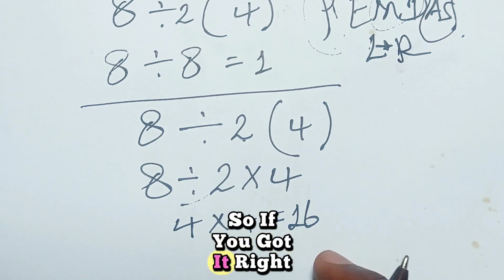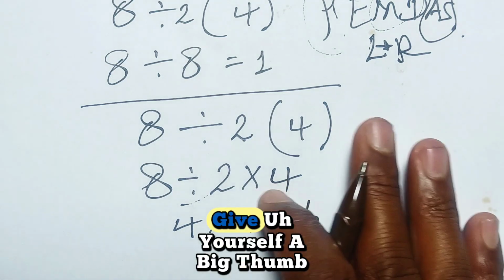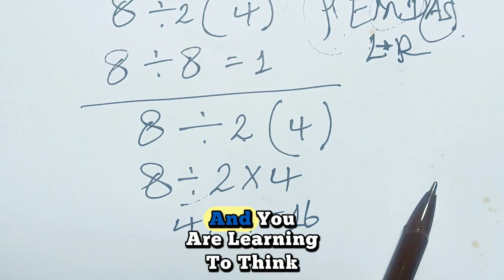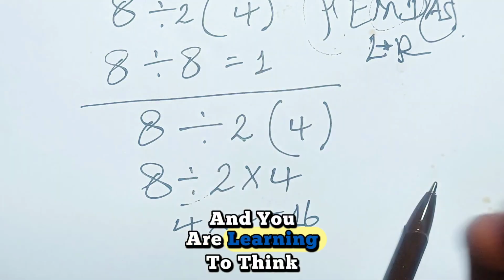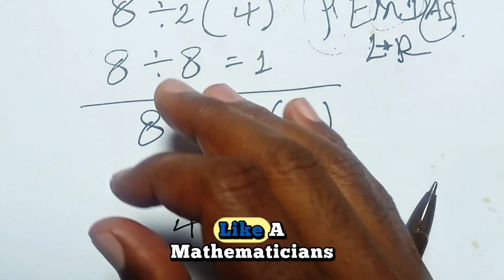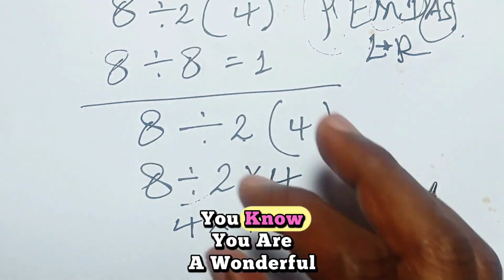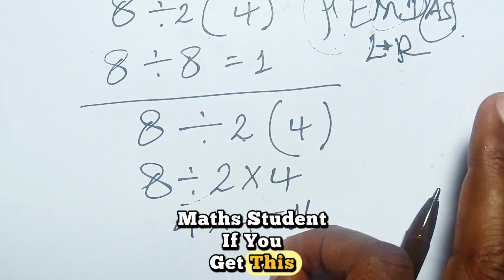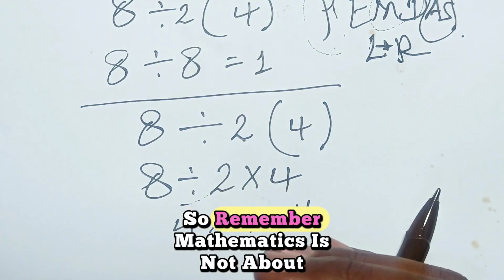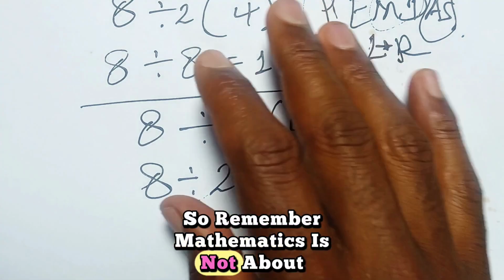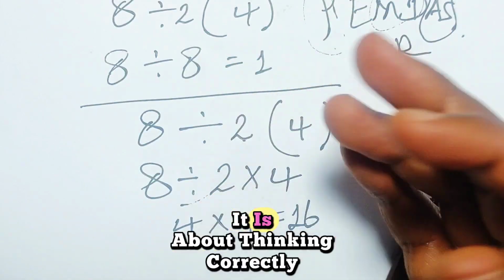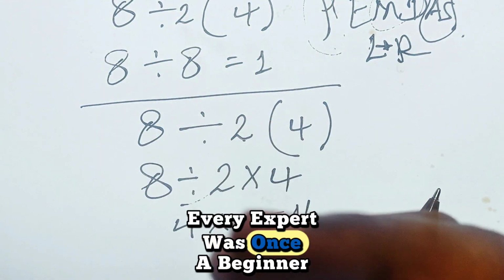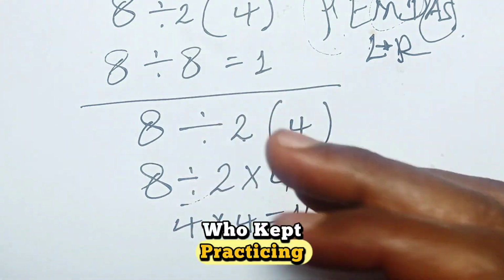So if you got it right, give yourself a big thumbs up, and you are learning to think like a mathematician. You are a wonderful maths student if you get this result. So remember, mathematics is not about being fast. It is about thinking correctly. Every expert was once a beginner who kept practicing.